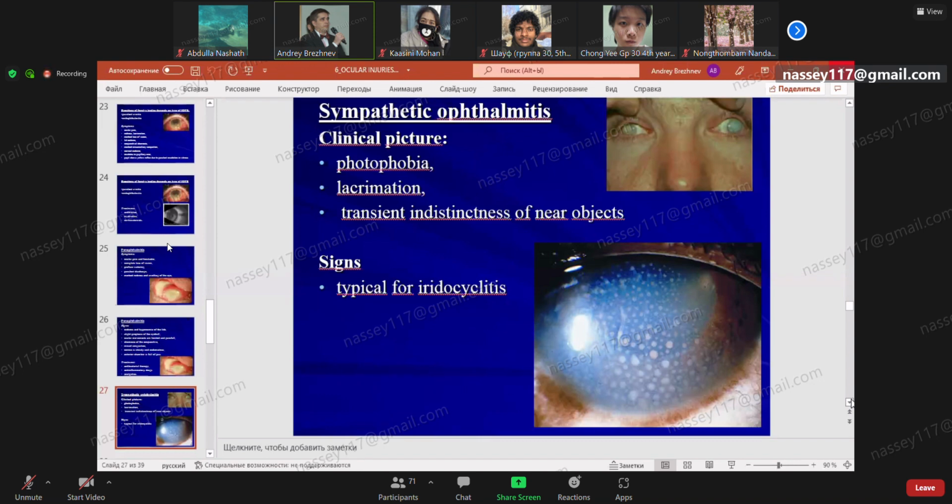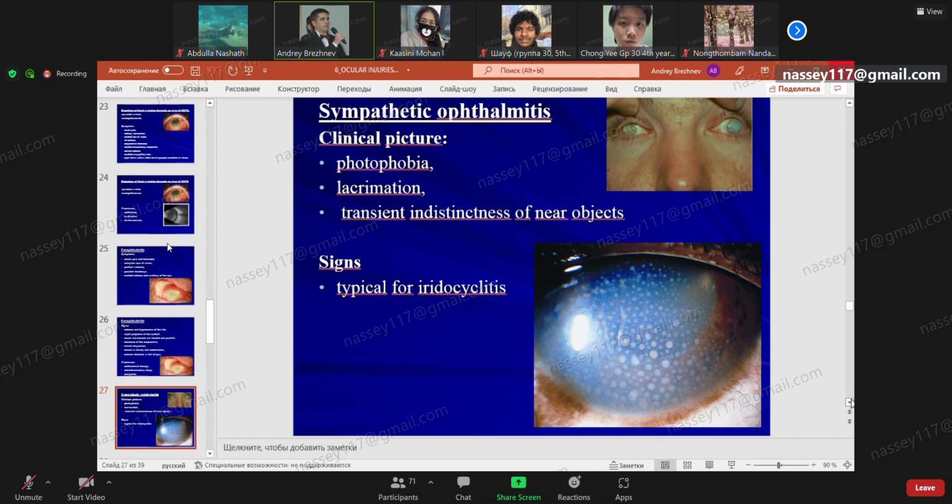So, of course, now it's a very rare condition, because after trauma and after surgery we use corticosteroids, which prevent development of sympathetic ophthalmitis. But in cases of severe trauma, very rarely, we can still see such patients.